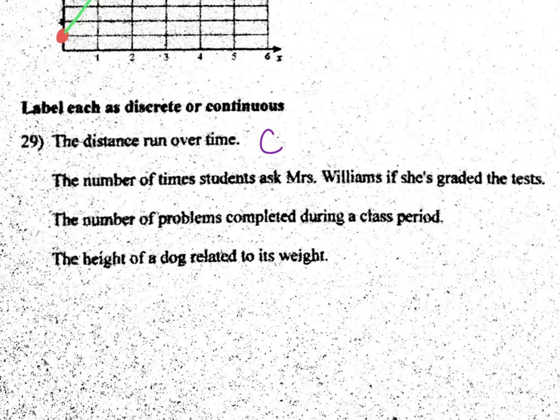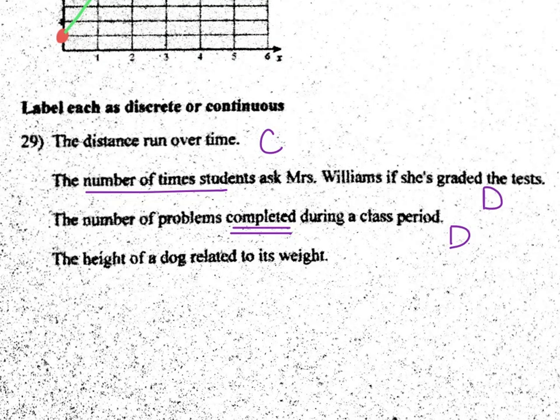Number of students that asked Ms. Williams if she's graded the test. It happens continuously, but this is a discrete situation because we're talking about the number of times. You can't ask me like half of a time. The number of problems completed, I'm going to say that's discrete because we're saying completed, not the number of problems you're working on, but if it's completed, either it is complete or it isn't complete. So that's going to be a whole number type of situation.